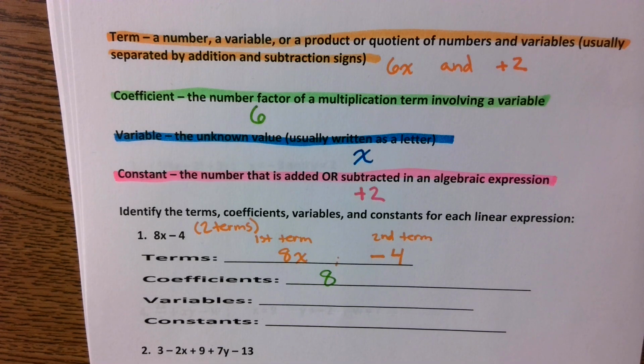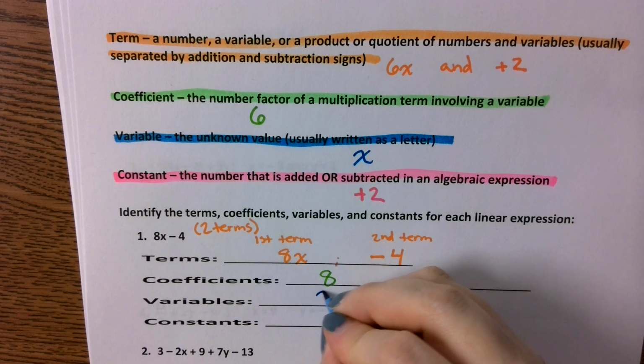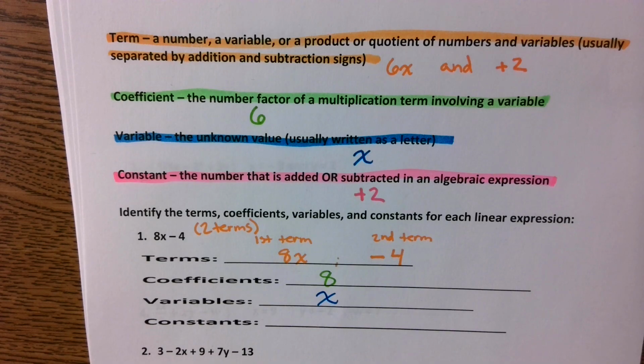What's our variable? Patrick, what's our variable in this problem? X. Very good. X is our variable. Bless you. Bless you. Okay, and then our constant. What's our constant going to be, Brandon?